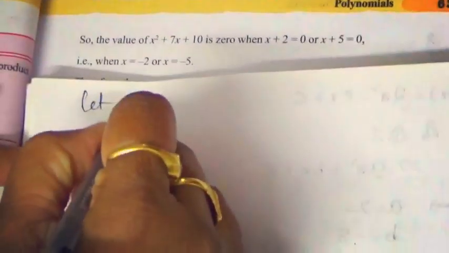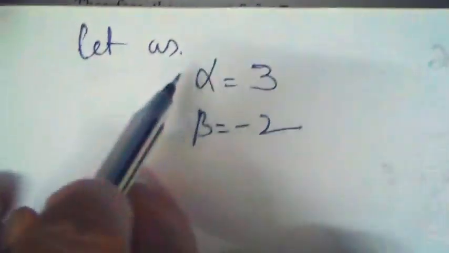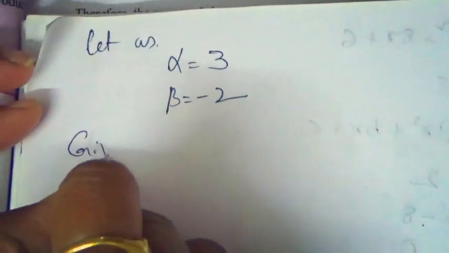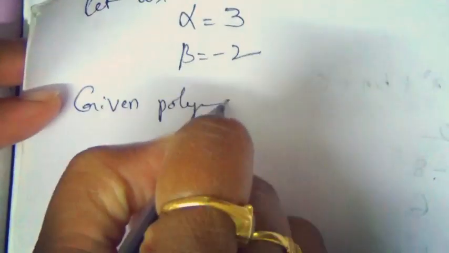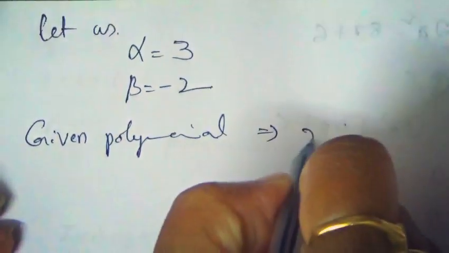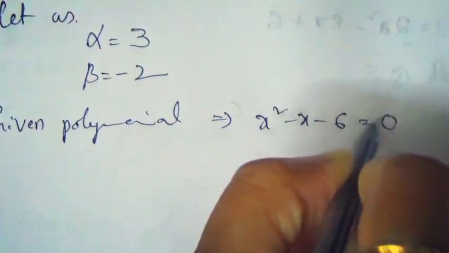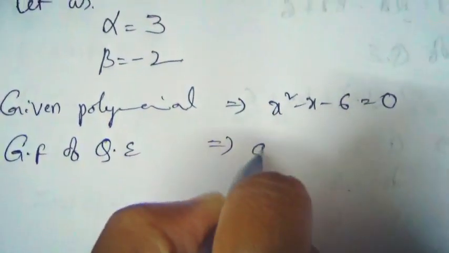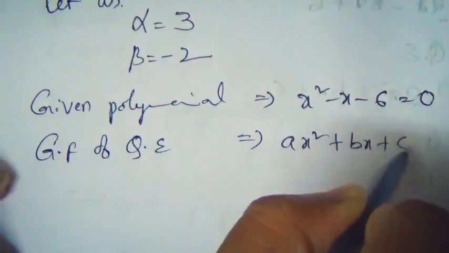Now let alpha be equal to 3, beta is equal to minus 2. Alpha is equal to 3 and beta is equal to minus 2. Okay. These two are the zeros of the polynomial. When we compare with the equation, hence the given polynomial, that is x square minus x minus 6 is equal to 0, with the general form of quadratic equation, that is ax square plus bx plus c is equal to 0.